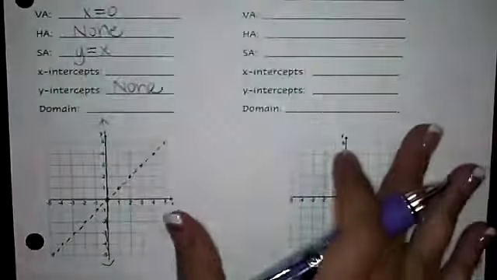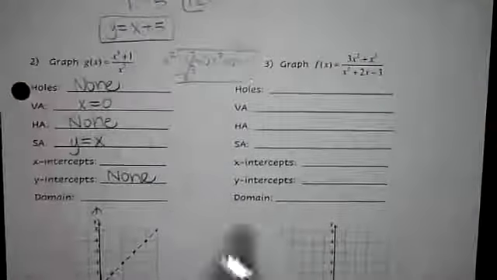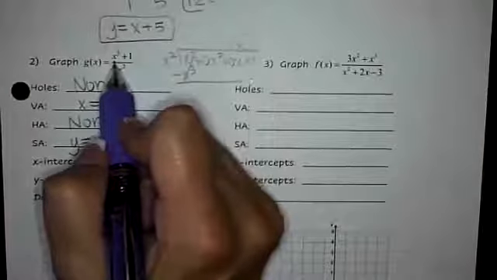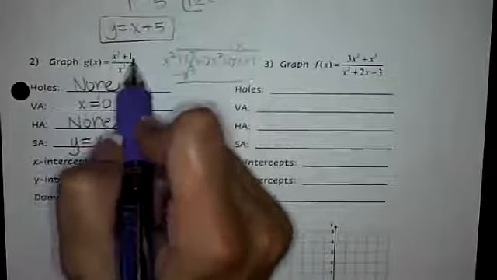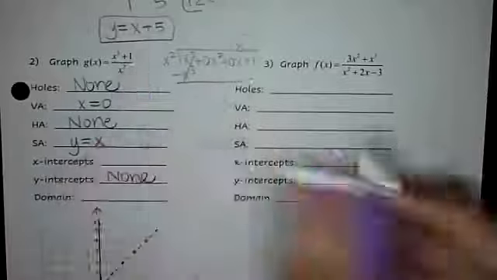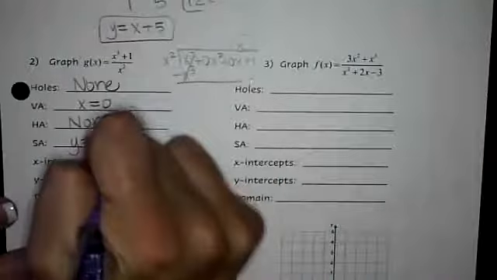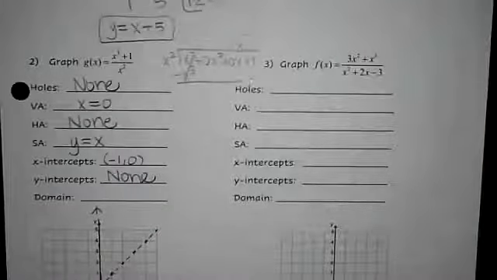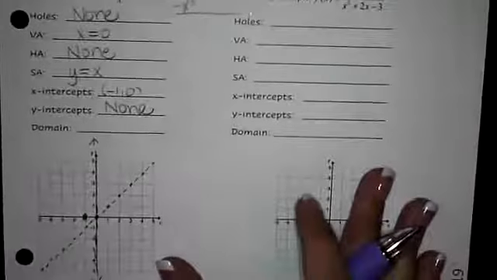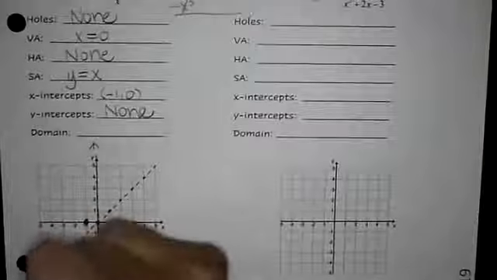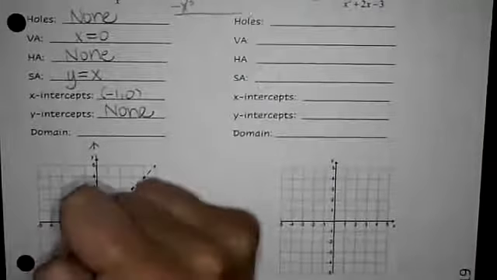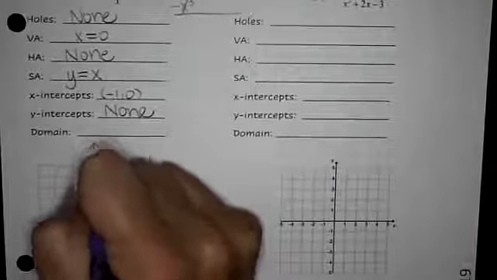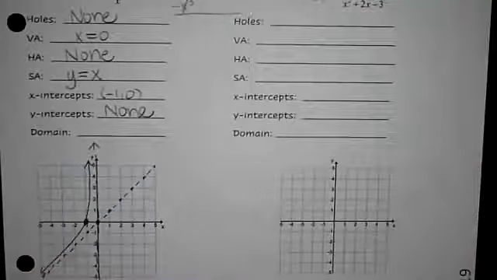For my x-intercept, the only way that this can be 0 is if the numerator is 0. Can't see that, sorry about that. If we place a -1 here, -1 plus 1 would be 0, and 0 divided by anything is 0. So our x-intercept is at -1, 0. That's this point right here. I can go ahead and graph on that side as I move closer to the asymptotes. That's what makes my graph.